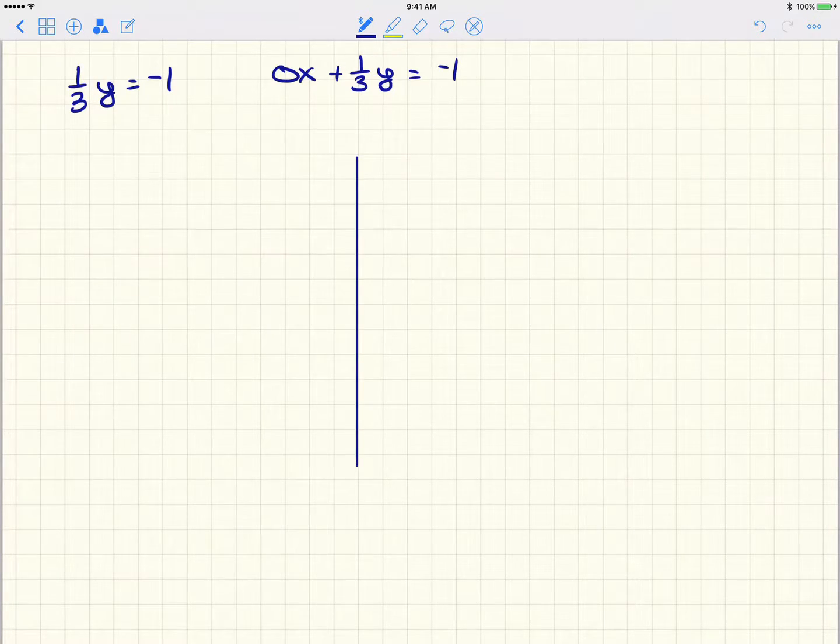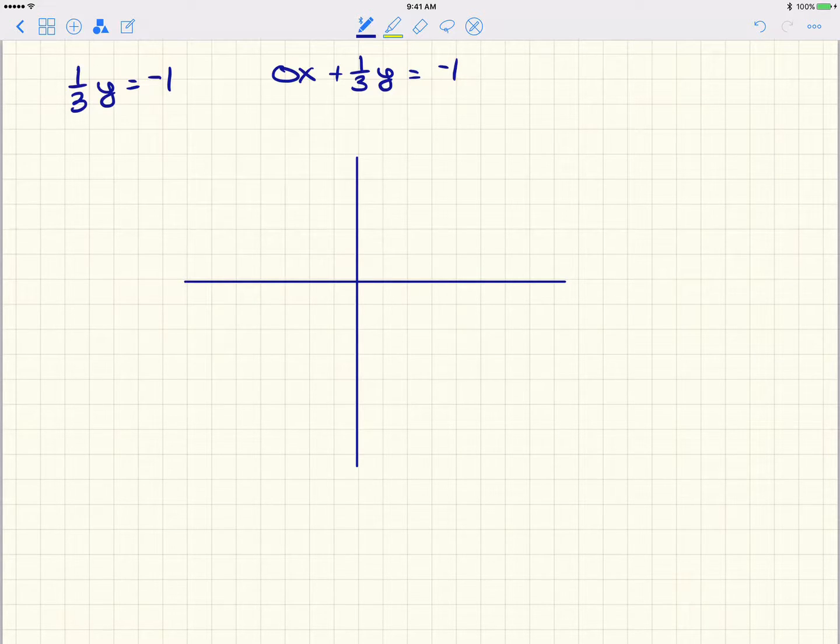Okay, and draw the x-axis this way. So what happens here? Do we have an x-intercept or do we have a y-intercept? Let's take a look at the y-intercept first. What's the y-intercept? Well, the y-intercept is when x equals 0.